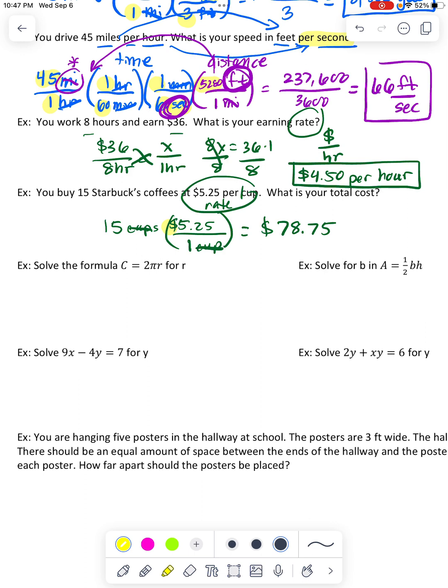Okay. Now we're starting something a little bit different. When it says solve the formula for R, what it's telling you to do is to get this alone. And you get it alone by mathematically removing every single other thing.